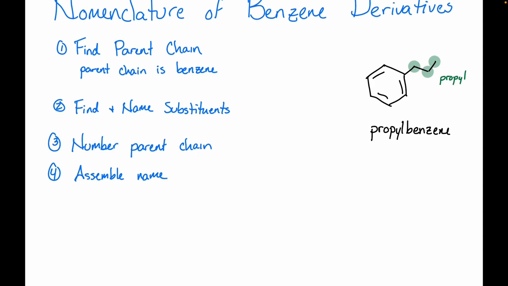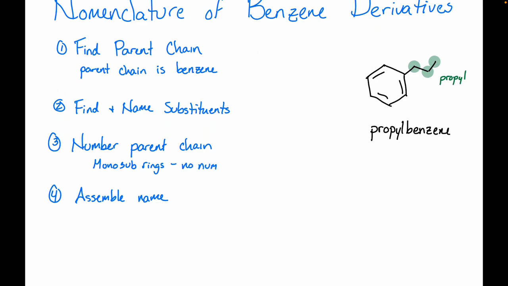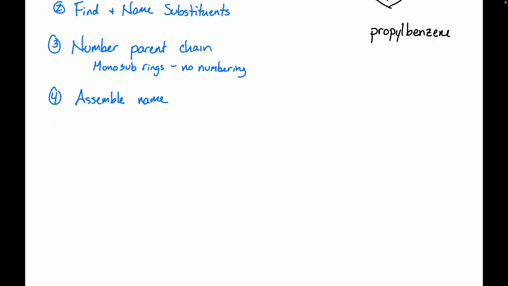So we can just note, for numbering the parent chain, for what we would call mono-substituted rings, rings with only one function or one substitution on there, we don't have to worry about our numbering scheme. All right, so let's just do some examples real quick.